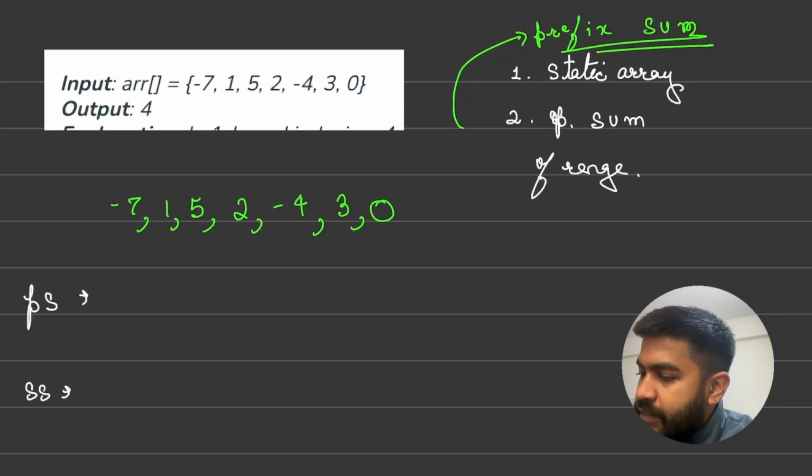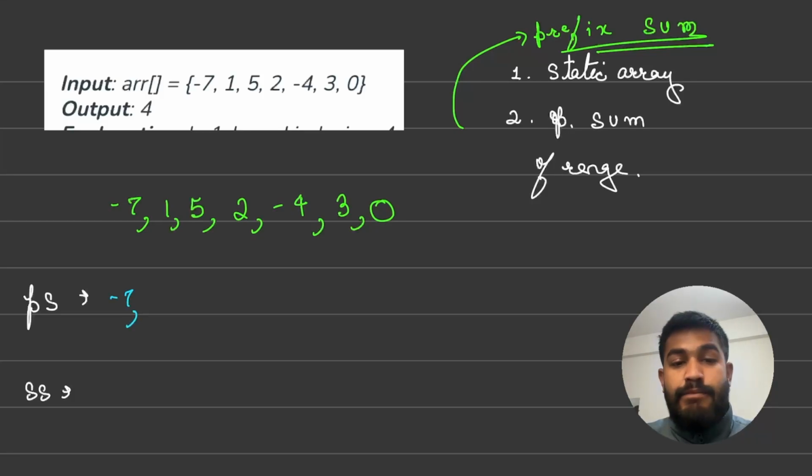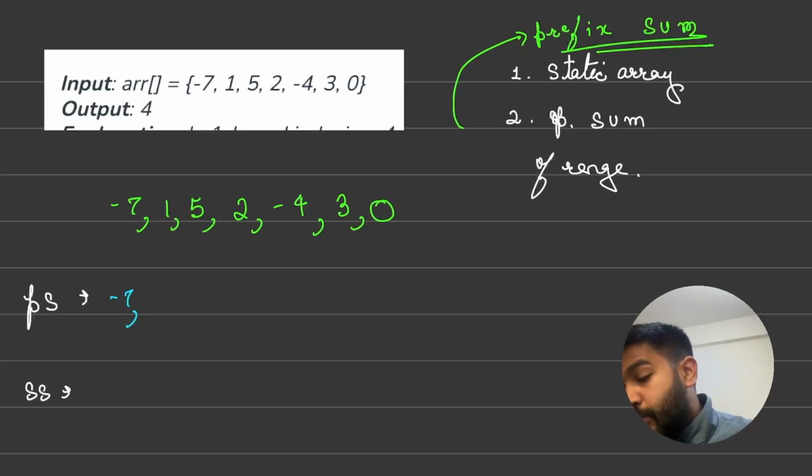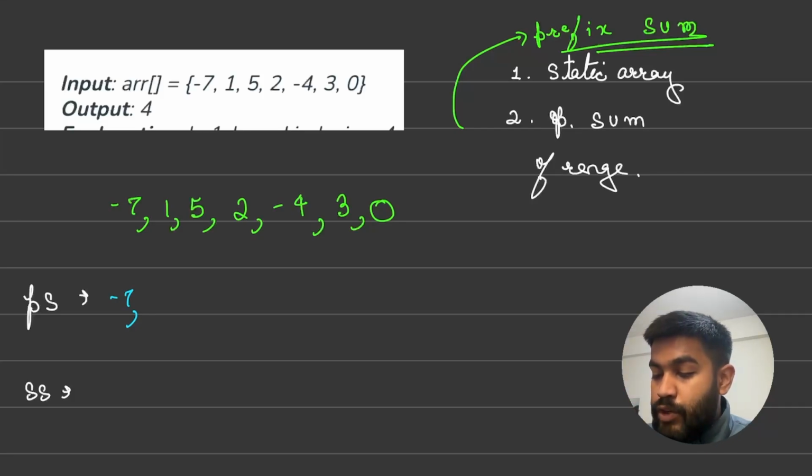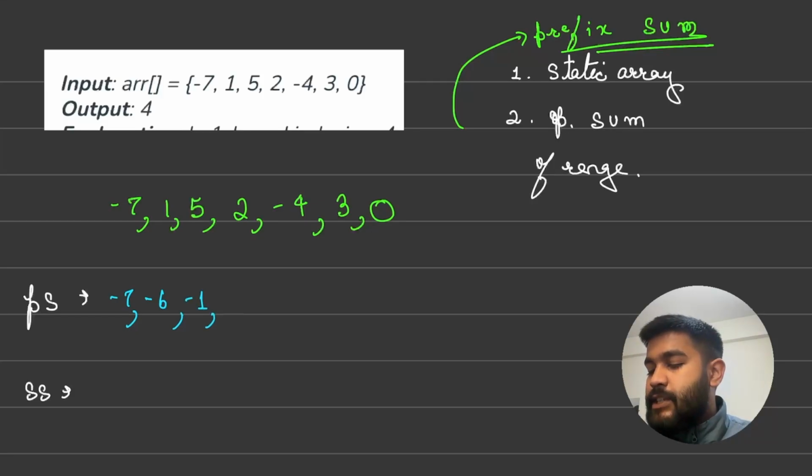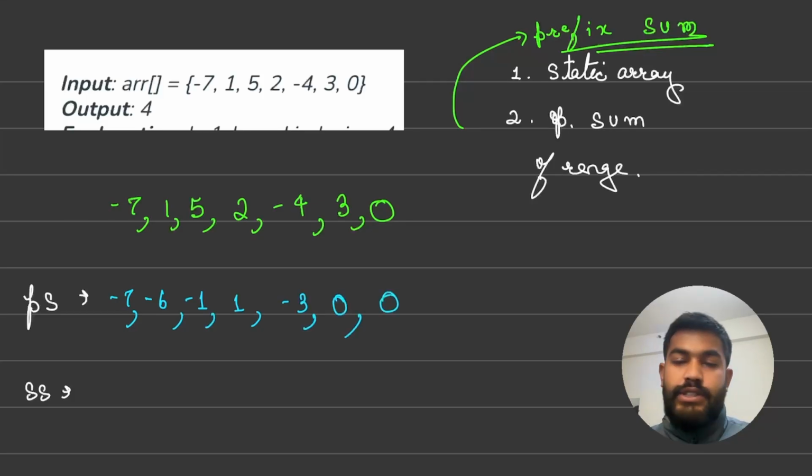So prefix sum, what we can do is minus 7 plus 1 would be how much? Minus 7 plus 1 would be minus 6. Minus 6 plus 5 would be minus 1. Minus 1 plus 2 would be 1. 1 minus 4 is equal to minus 3. Minus 3 plus 3 is equal to 0. And 0 plus 0 is equal to 0.